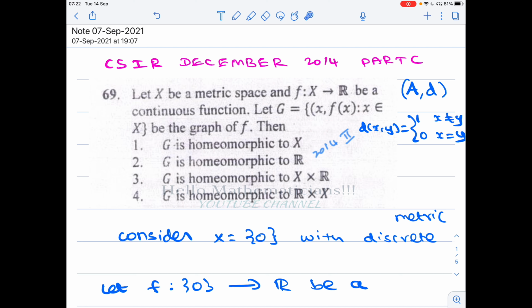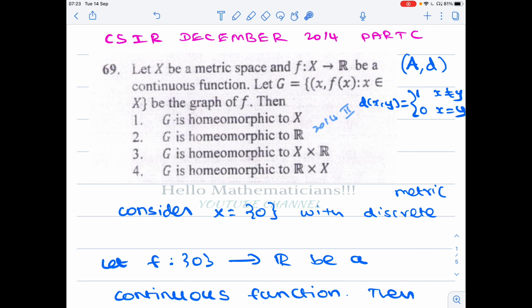They missed it. Fine. So there is a bijection between the set X and G, because for each x you have a point (x, f(x)). That will give you a bijection: x goes to (x, f(x)). Conversely, (x, f(x)) goes to x. This is the inverse function. So this gives a bijection between X and G.